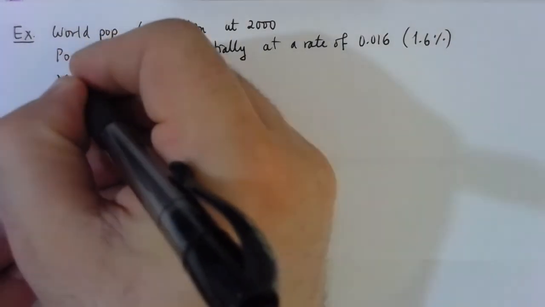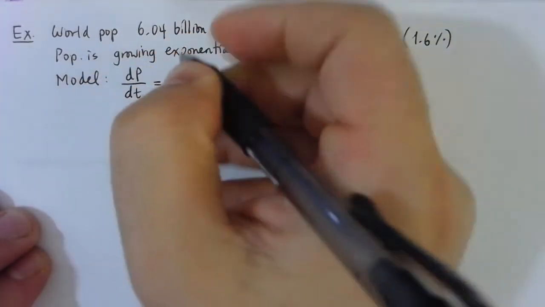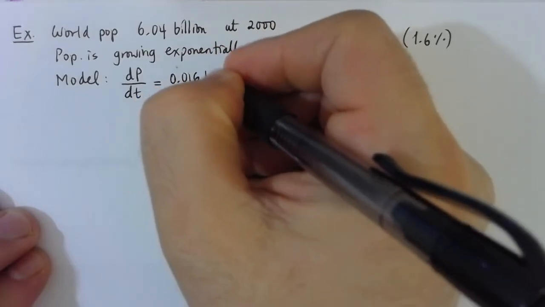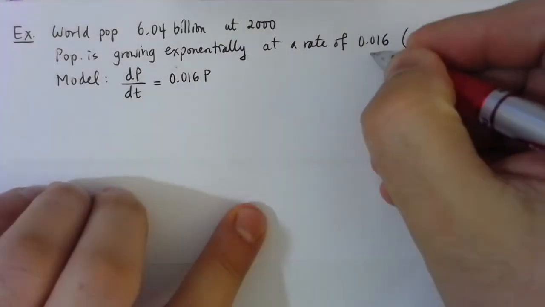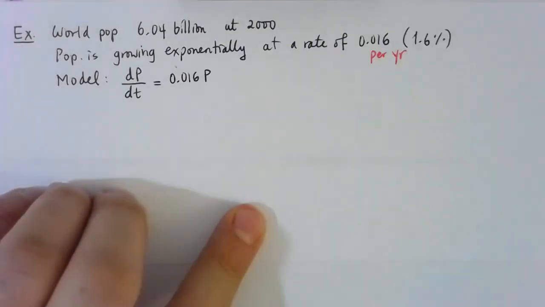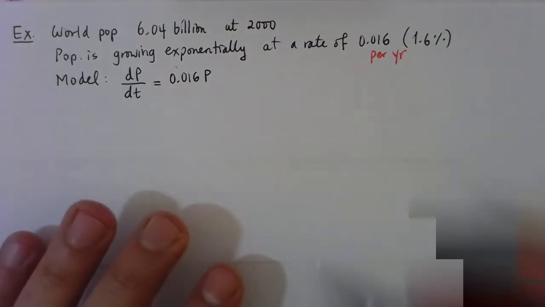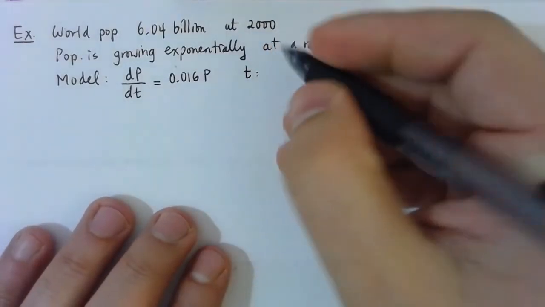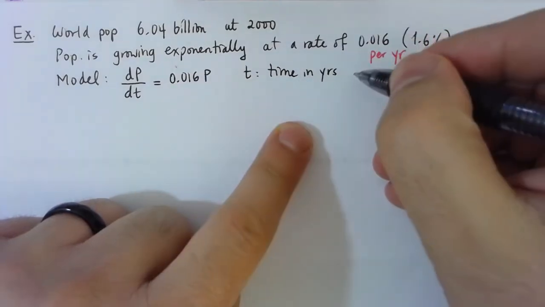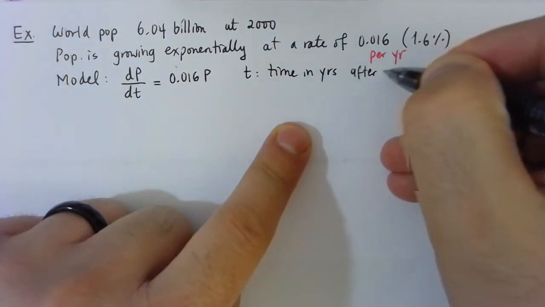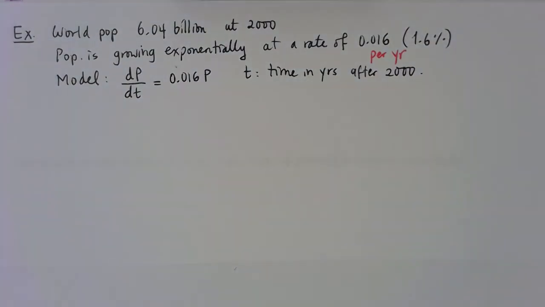And the model given for this is, you see, dp over dt equals 0.016 times p. This is the model given. Of course, this one is the rate. It's like per year. You need to put that one in there. It's just per year. And this is time. T is in years after 2000. So this is all just given in the problem.